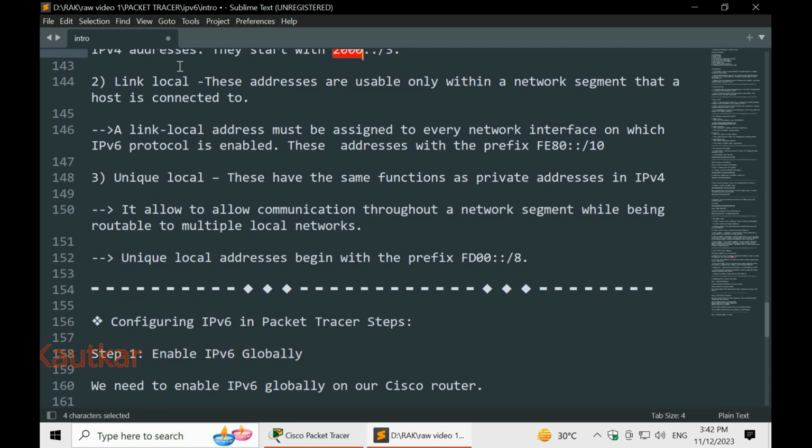The last type of unicast address we have is unique local. These have similar functionality to private IP addresses in IPv4, which allow us to communicate within a specific network segment, and they are also routable within multiple local networks. These unique local addresses begin with the prefix FD00. So these are the types of unicast addresses available within IPv6.